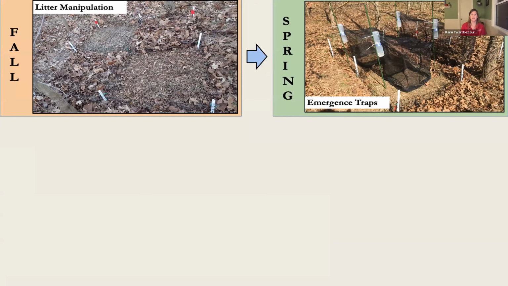To do that, he's been manipulating litter out in the tree diversity experiment, but he's going to be starting to do this in people's yards as well. So what this looks like is essentially in the fall, he either adds litter, has a control, removes it, or shreds it. And then in the spring, puts emergence traps over these areas of litter and figures out which insects successfully overwintered in each treatment.